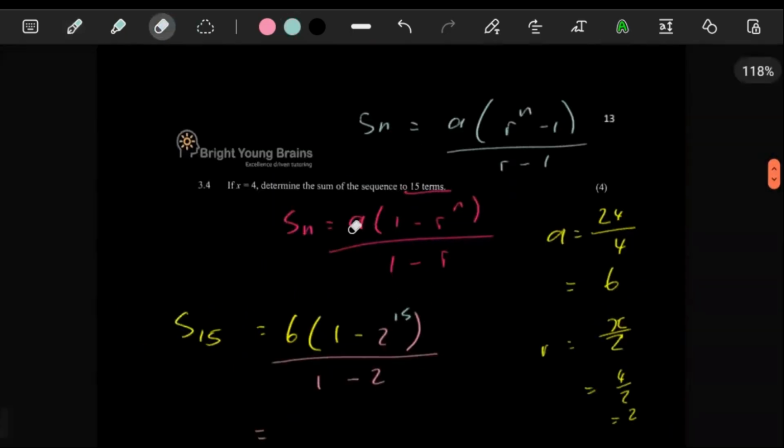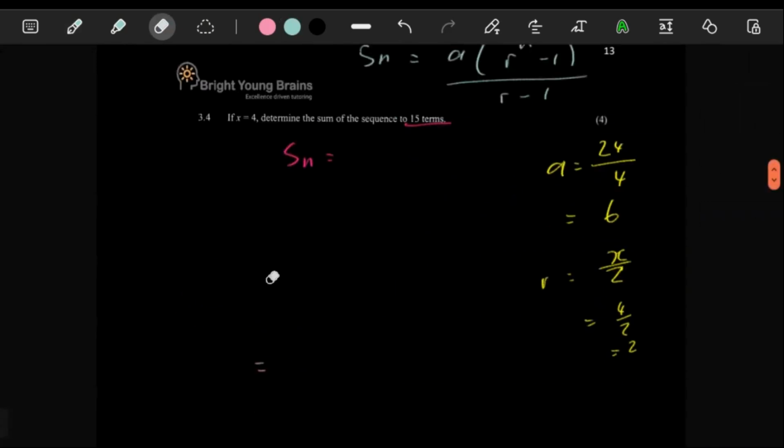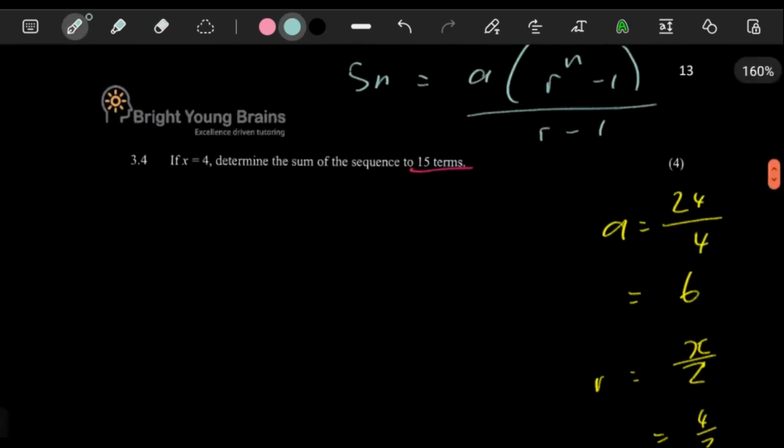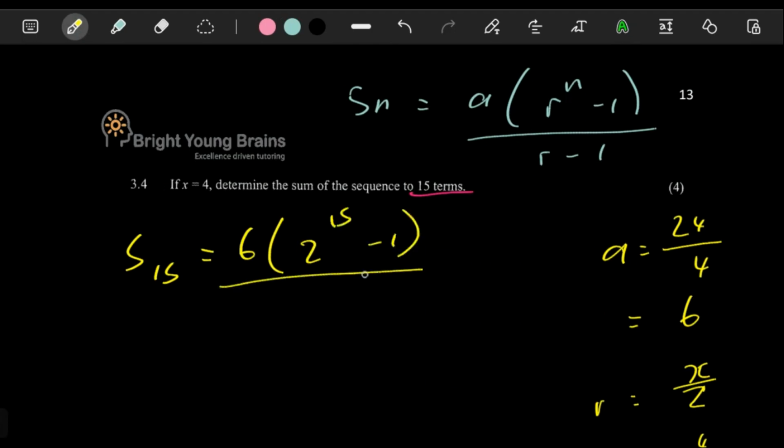Oh, yeah. So this won't work technically, because if r is a 2, automatically the sequence is not converging. So that formula doesn't work. Not necessarily doesn't work, but it's not ideal to use, as you could see. So here this is a 6 for a, r is a 2, n is a 15, and then here 2 minus 1. Let's see what this gives us.